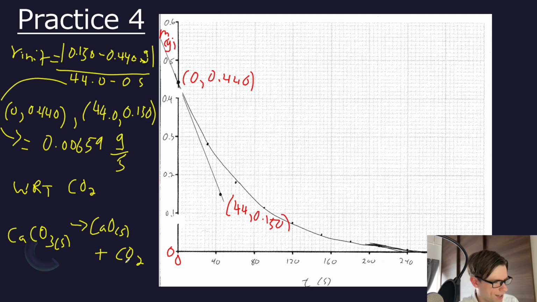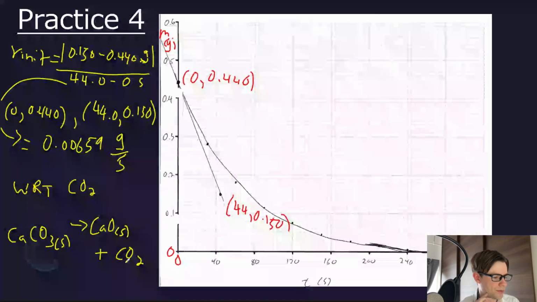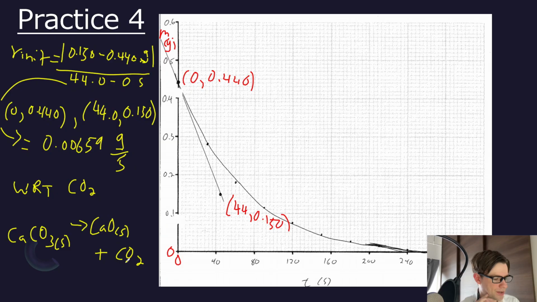But you might ask, why is this data with respect to CO2 if we're just measuring mass decrease? Well, we're measuring mass decrease, right? But that's only going to be because of CO2 gas that's leaving. It's not the calcium or the single oxygen in CaO that are causing this decrease. It's just CO2 gas leaving. That's why this is with respect to CO2 really that we're looking at.